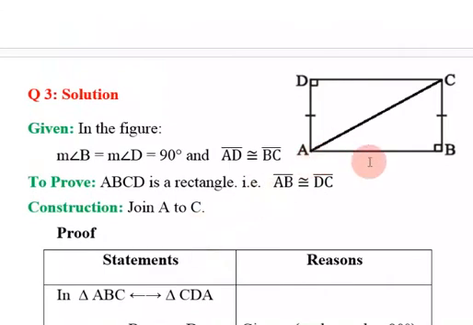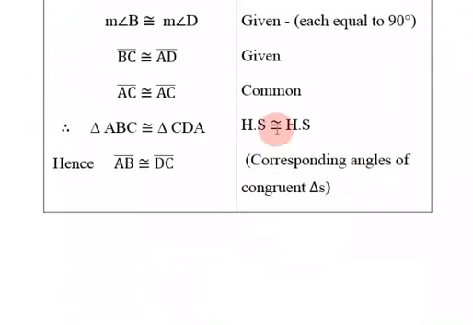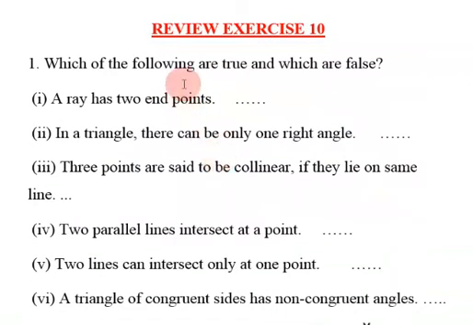It means the AB side is congruent to the D side, and these are the corresponding sides of congruent triangles. So we can say that ABCD is a rectangle because opposite sides are congruent and making an angle of 90 degrees. Okay, now we are moving to our review exercise.